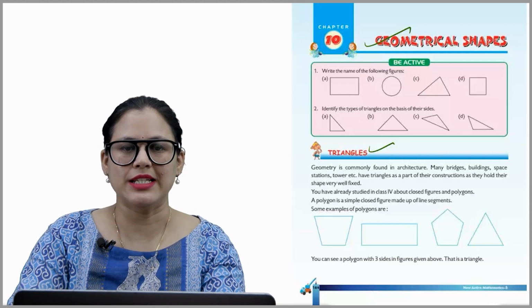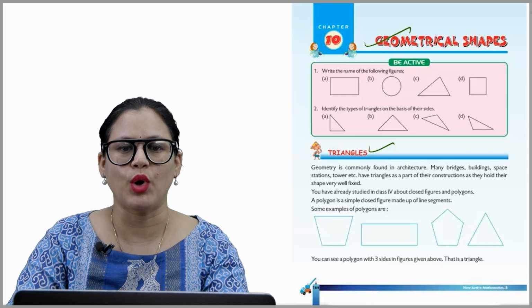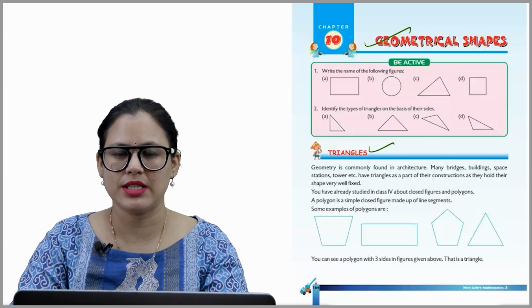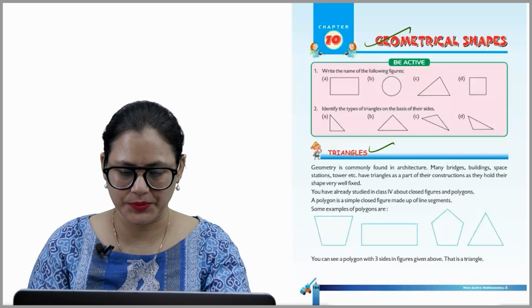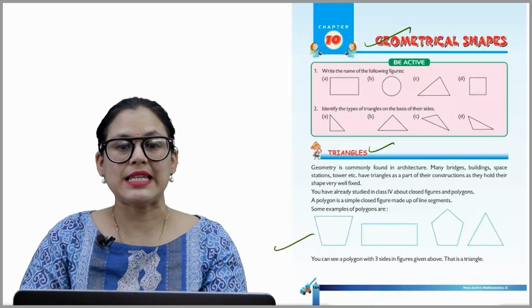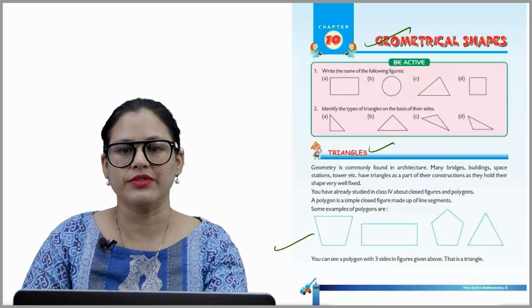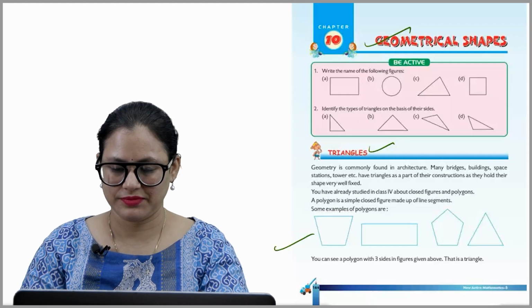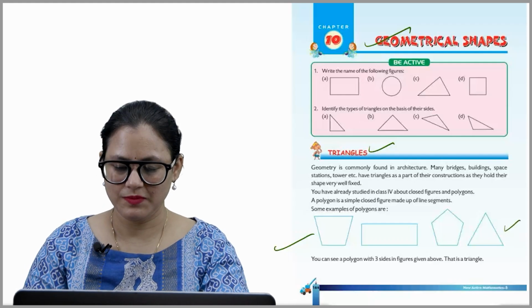You have already studied in class about closed figures and polygons. A polygon is a simple closed figure made up of line segments. Some examples of polygons are these. You can see a polygon with 3 sides in the figure given above. That is a triangle.